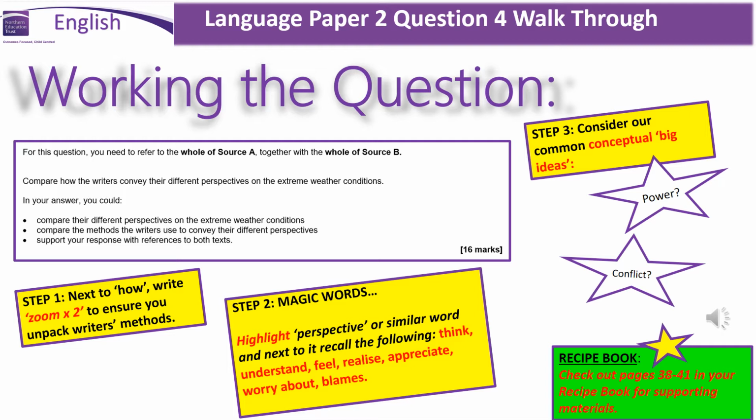And thirdly, consider our common conceptual ideas. So things such as power or conflict. There will be a writer who feels powerful or powerless. There will be a writer who realises that there's a conflict between 2 people, or who appreciates that there's a conflict between the power of nature and the insignificance of mankind. Also, just a reminder guys, please check out pages 38 to 41 in your recipe book for further supporting materials.